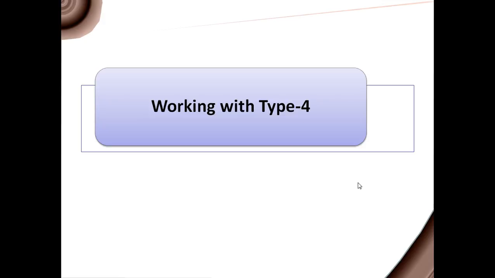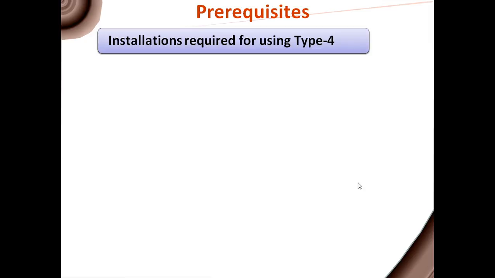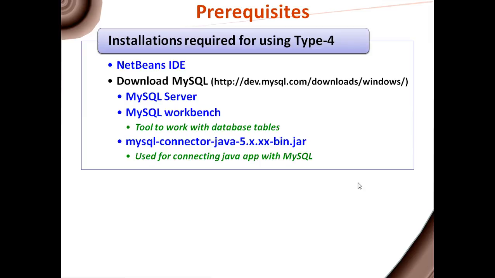In the previous lectures, we have seen the different types of drivers which are related to JDBC. From now onwards, we are going to focus on type 4. So let's get going. What are the different prerequisites before we actually start doing the coding or implementation? What are the different installations that you require?